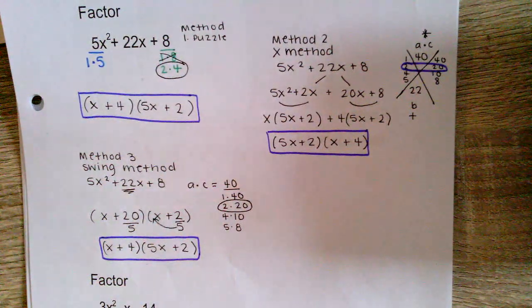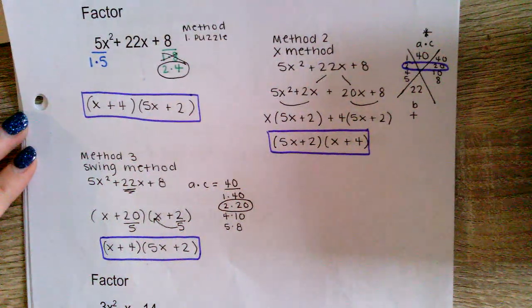So you've got 3 methods on how to do these problems. I'm going to do the next one also with the swing method because I feel like that one might be easiest for you guys to understand. So let's continue on and do the next example here.